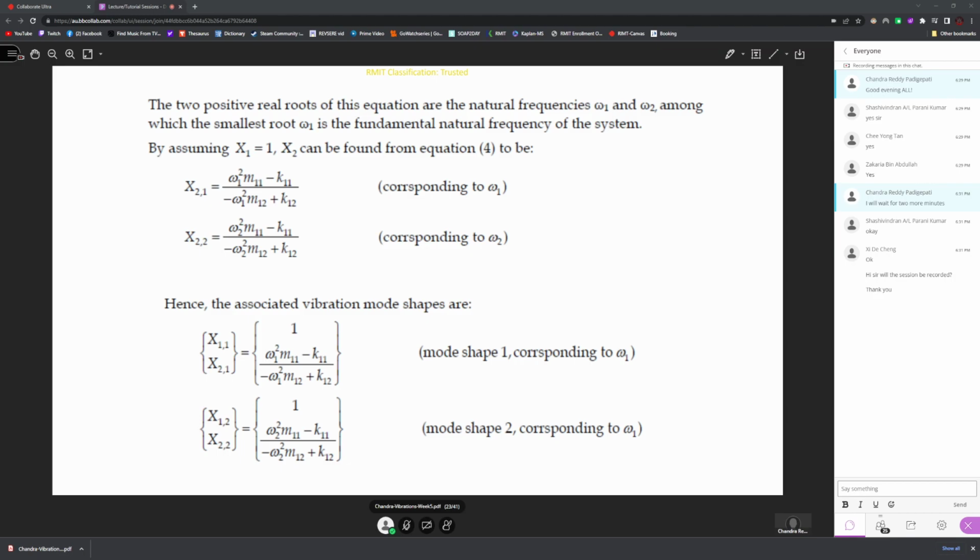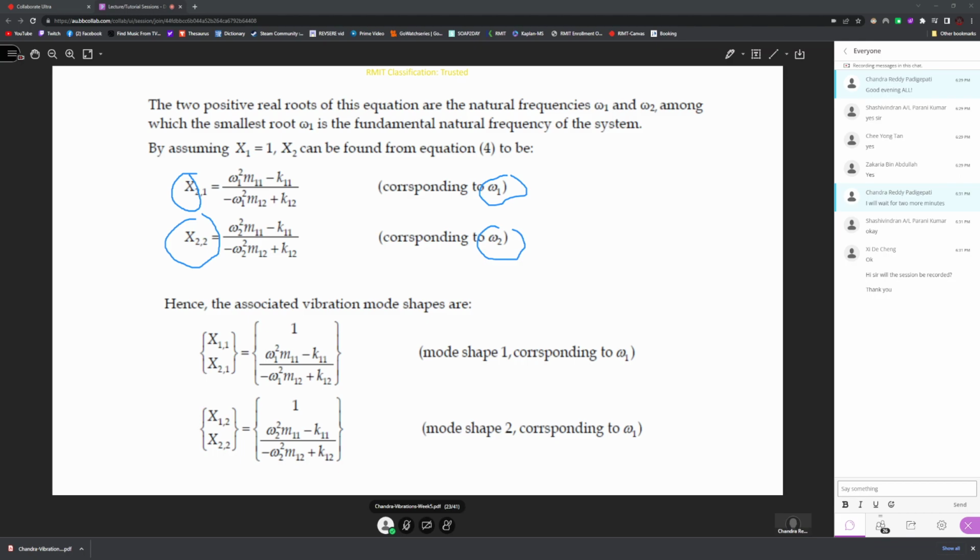Two frequencies we have already seen. Let us say the first frequency is omega 1 and the second frequency is omega 2. Then the displacements x21 and x22 you can find using this particular formula. Once you solve that, you can simplify the final result for the two displacements corresponding to the two frequencies, and it can be written like this.